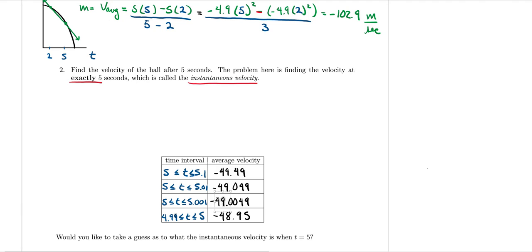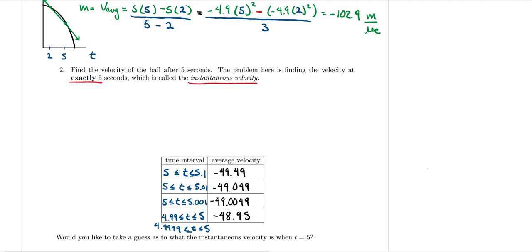I want you to be careful with this last example here. It doesn't seem like we're getting closer to 49, but notice that we're choosing a time interval between 4.9 and 5, which is more akin to this time interval. But I encourage you to check this on your own. If you try a time interval that's smaller, let's say 4.9999 and 5, you will see that you are indeed getting an average velocity of negative 49.